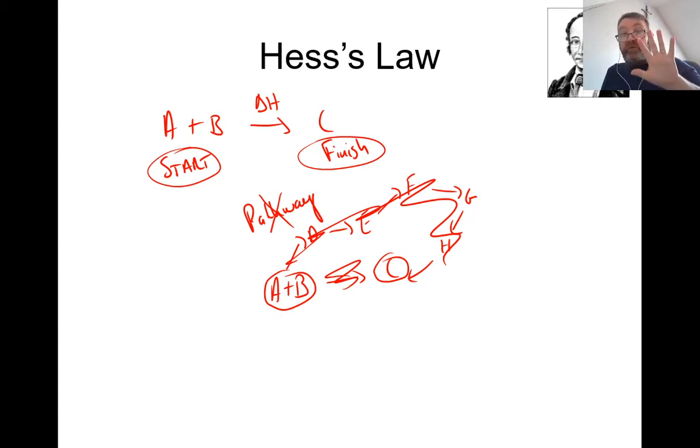Okay, so now there are 5 definitions completely. Heat of reaction, heat of combustion, heat of neutralization, heat of formation, and Hess's law. You have to know those 5. But there's no more, you'll be glad to know. That's it. There are 5 definitions for this.